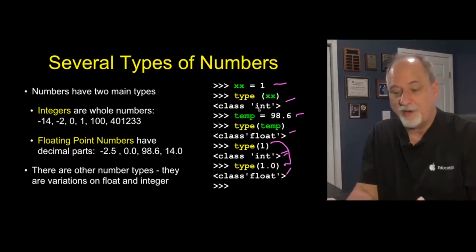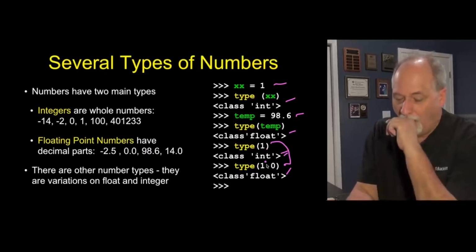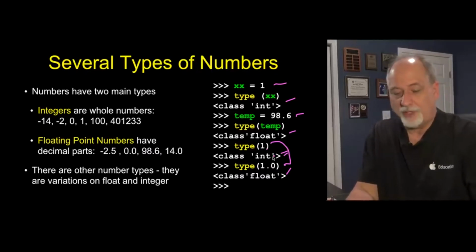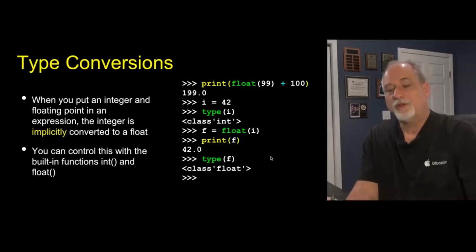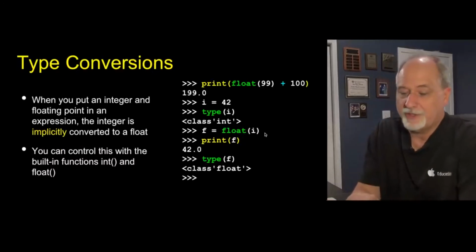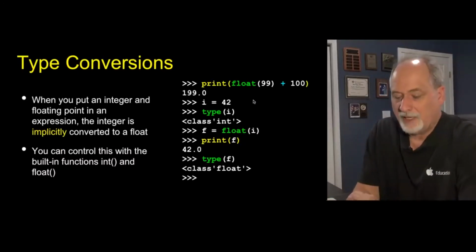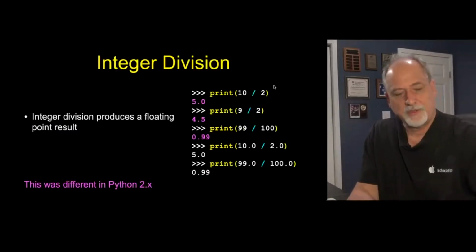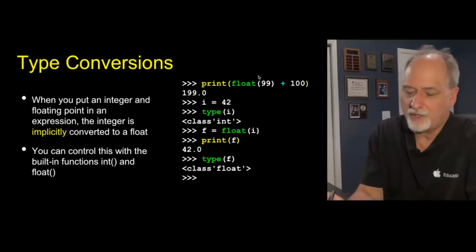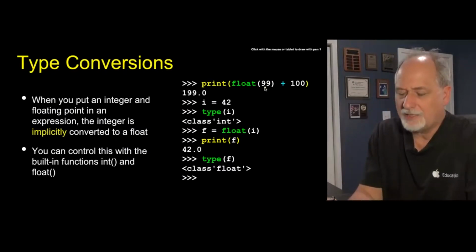And I'm just asking over and over again, what is the type of what's in XXX, what's the type of what's in temp, and what's the type of the constant 1. And what's the type of 1.0. You can also use a set of built-in functions like float and int to convert from one to another. And so this basically says, I want to convert, let's go back, I want to convert 99 to a floating point number.